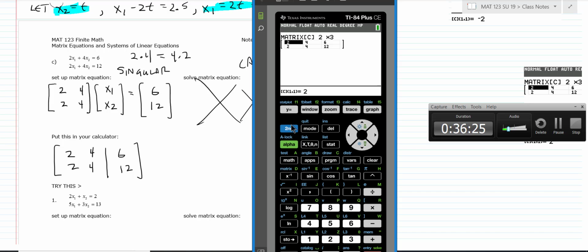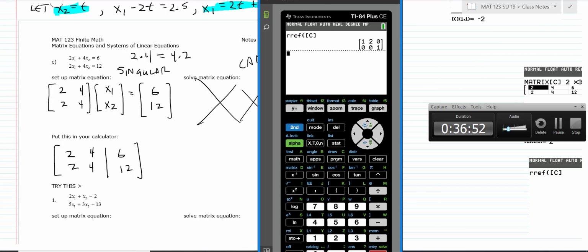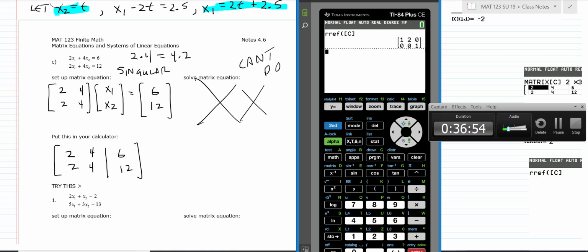All right, now what I'm going to do is just go quit, clear screen, back to matrix, go to math, and then do reduced row echelon form, and then matrix C. All right, do that, and then press enter to get the result. Okay, and then we should remember what this means, hopefully. So what we got is this. Let's just write down the result.